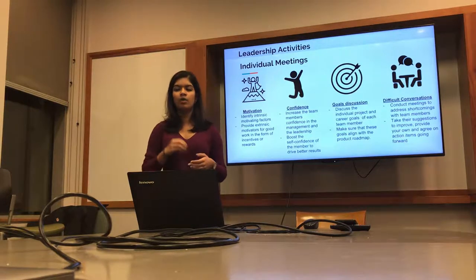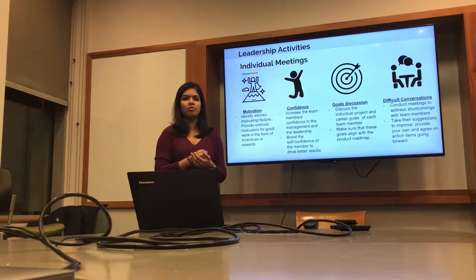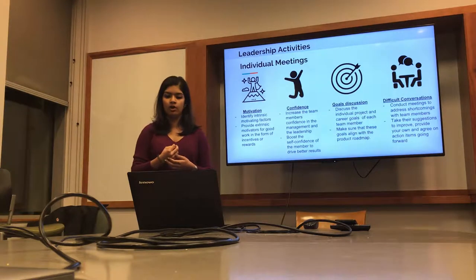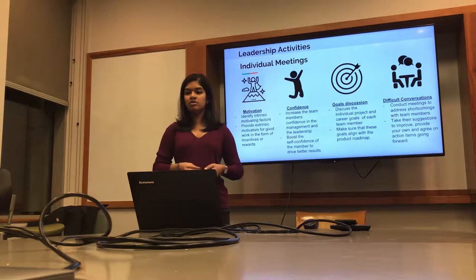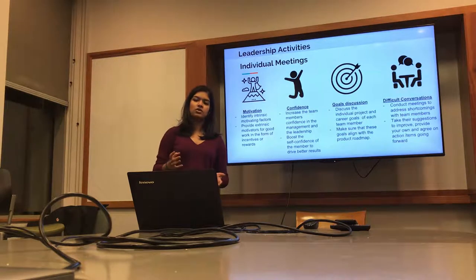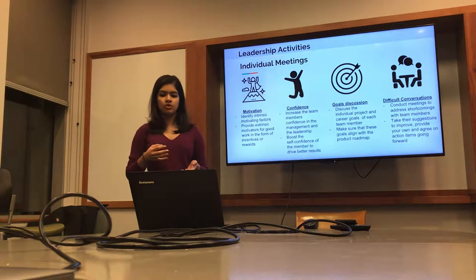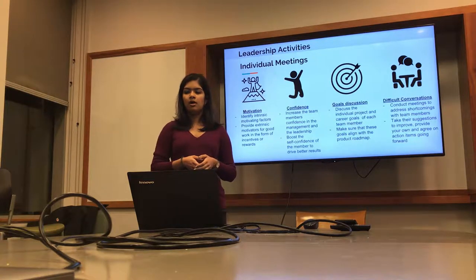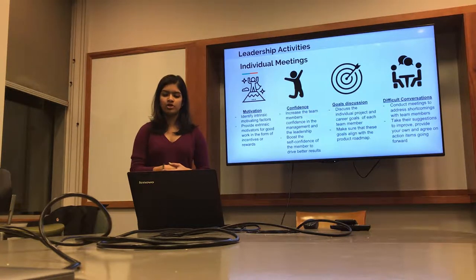The next one would be goals discussion. We want to make sure that as the leadership of each team, we are aware of each of the team members' individual and career goals. And also, we want to make sure that these goals align with our product roadmap, just to make sure that they're motivated towards our project.